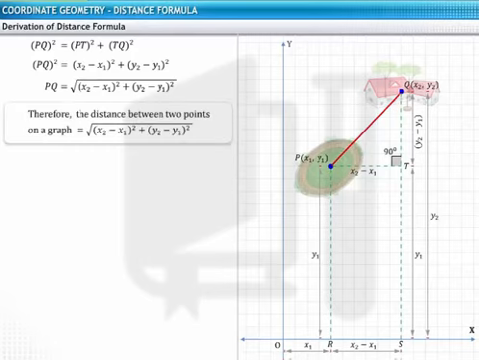Therefore, the distance between any two given points on a graph can be calculated using the formula square root of (x2 minus x1) whole squared plus (y2 minus y1) whole squared.